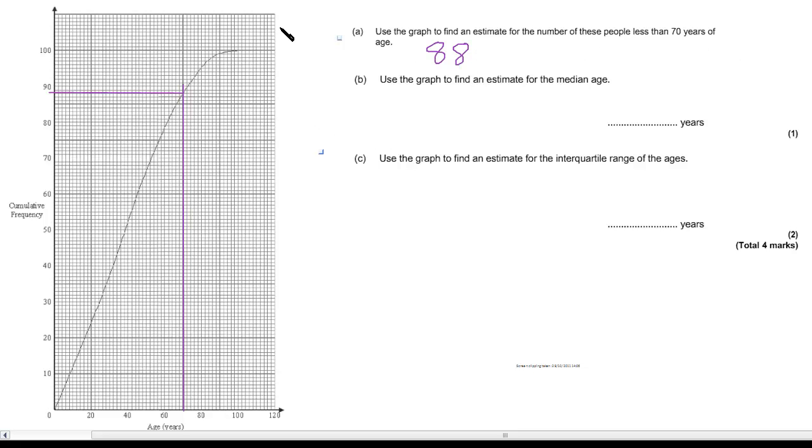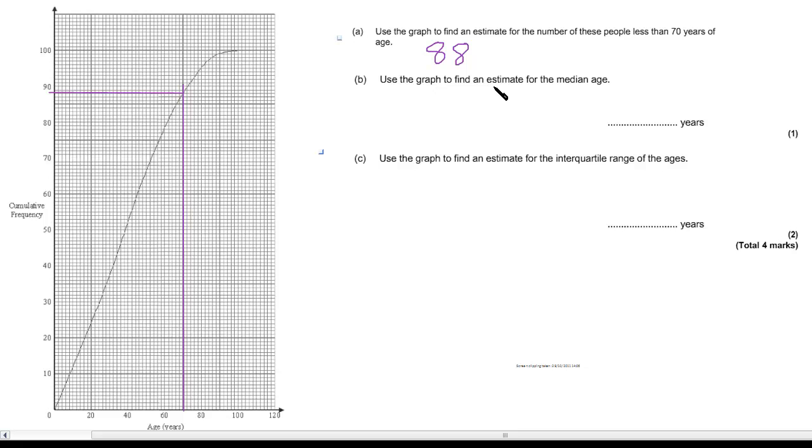Now the key thing to be careful of, quite often they ask you for more than 70, so do be careful and make sure it does say less than or more than. If there's more than, then we need to take 100 and subtract 88 away from that to get 12. Right, it's a common trick that they can put on you.